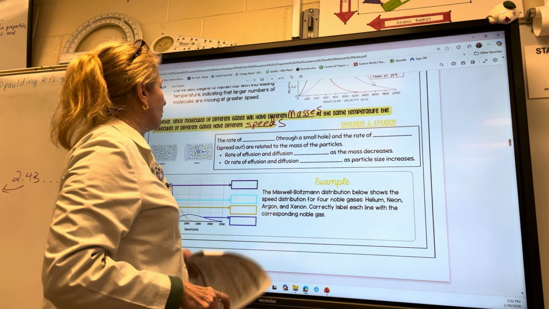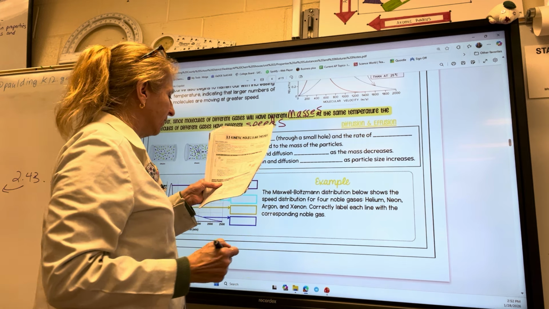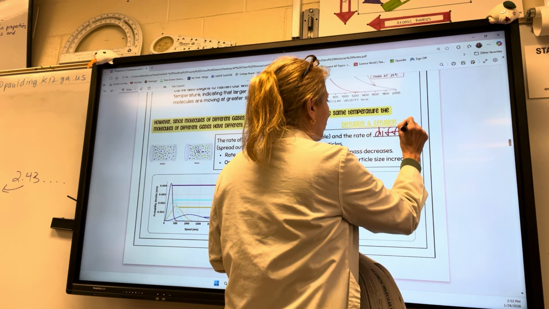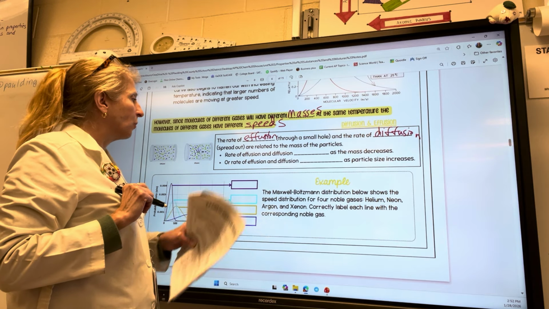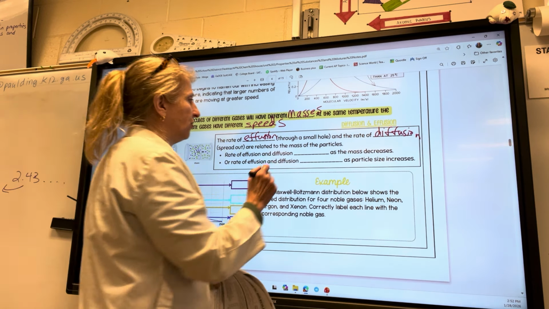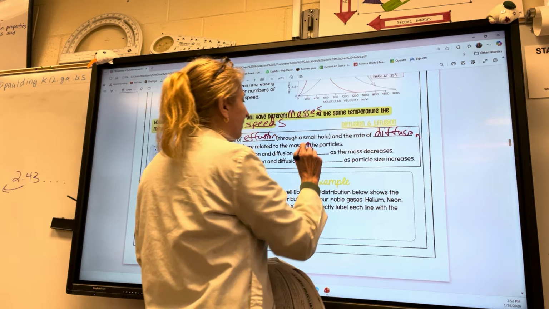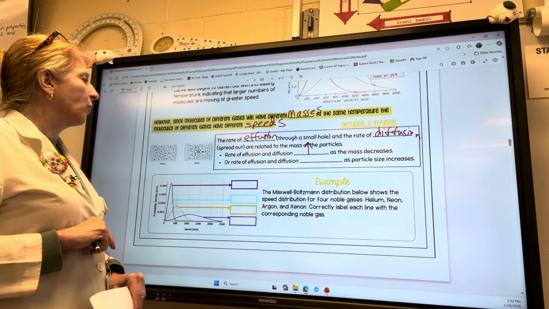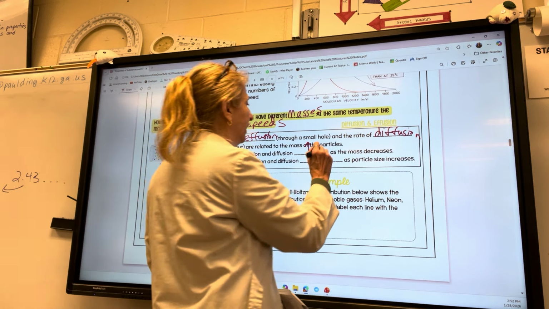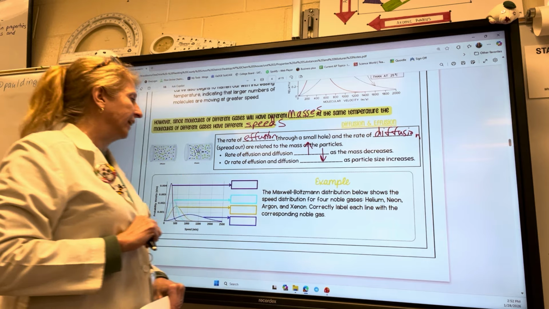All right, so the rate of effusion through a small hole and the rate of diffusion, spreading out, are related to the masses of the particles. The rate of effusion and diffusion increase as the mass decreases. Smaller ones move faster. Or the rate of effusion and diffusion decrease as particle size increases.